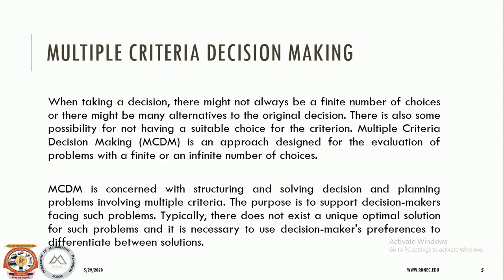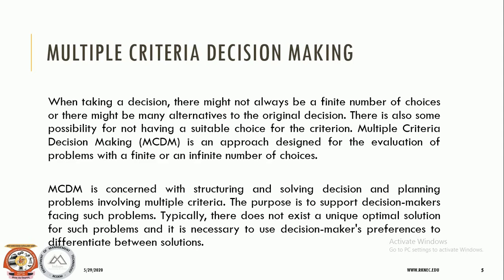So if multiple criteria are there and somebody comes up with a problem that these are the multiple criteria available with me and now I want to select a particular alternative, for example, if I may spare from 20,000 to 40,000, what are the best alternatives available for selection of a smartphone with respect to the subjected criteria? In that case, definitely we are going to select the MCDM technique. It concerns structuring and solving decision and planning problems which involve multiple criteria. The purpose is to support decision makers facing such problems.